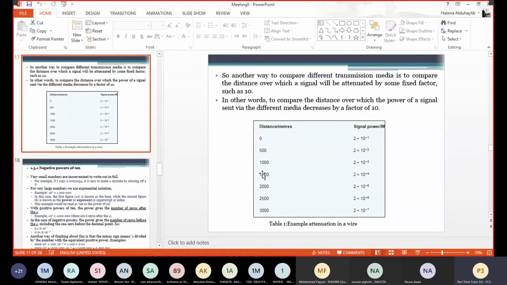Every 500 meters, the signal will reduce by one power of 10. So it was at the beginning 10 minus 1, then 10 minus 2, then 10 minus 3, then 10 minus 4, then 10 minus 5, then 10 minus 6, then 10 minus 7. Every time we reduce the strength of the power by a power of 10.